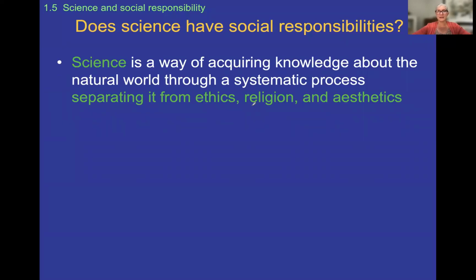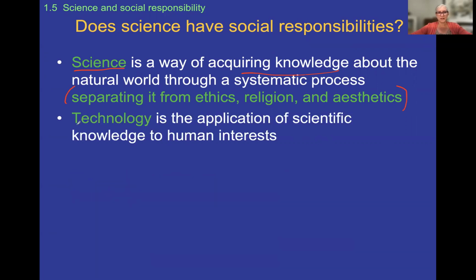As I stated in the beginning, science is a way of acquiring knowledge about the natural world. So that is a process that is separated from ethics, religion, aesthetics. It is hard to separate those for any one particular individual, but to define science is to say there's a process of observing, evaluating, reporting what you see. Technology is when you apply the scientific knowledge that you've gained through the process of science. Applying scientific knowledge for human interests. So understand the difference between those two.